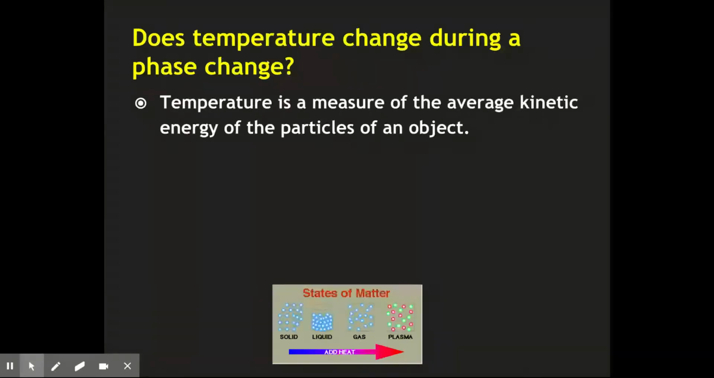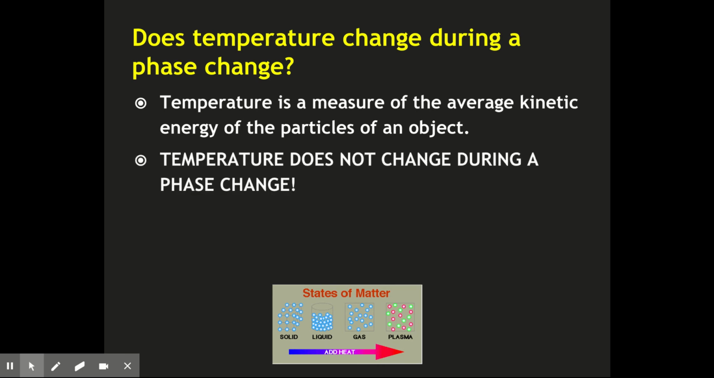Temperature is a measure of the average kinetic energy of the particles of an object. Remember that kinetic energy is the particle movement. So temperature is a measure of that particle movement, the average kinetic energy of the particles of an object.